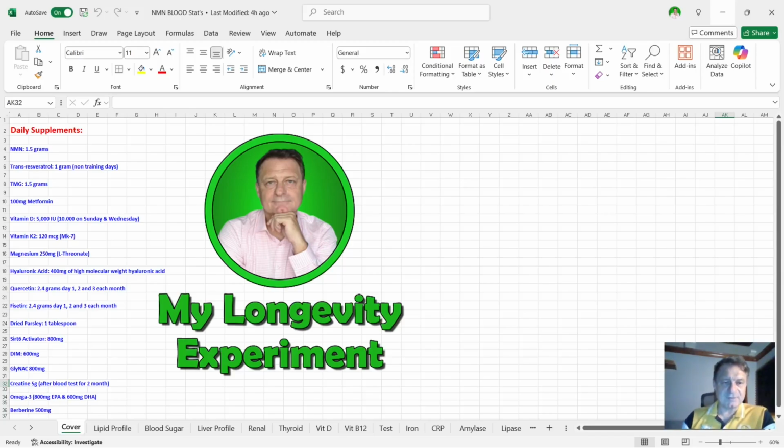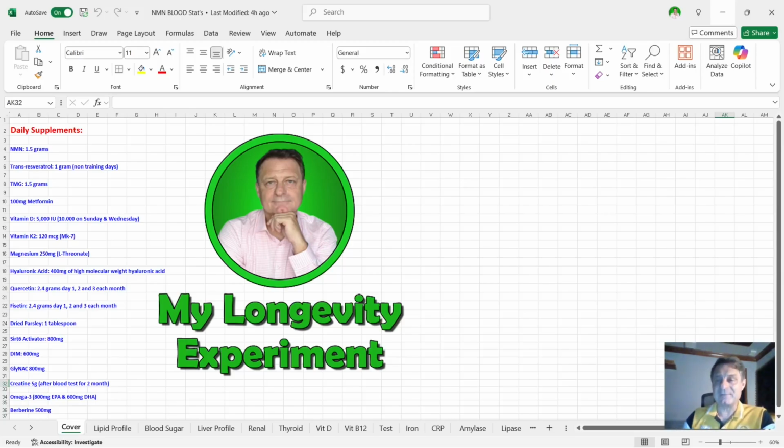Creatine, 5 grams a day, and that's after the blood test, and I take that then for 3 months. I stop 1 month before I get the blood test taken. Omega-3 fatty acids, 800 milligrams of EPA and 600 milligrams of DHA. And berberine, I was taking that along with my metformin.